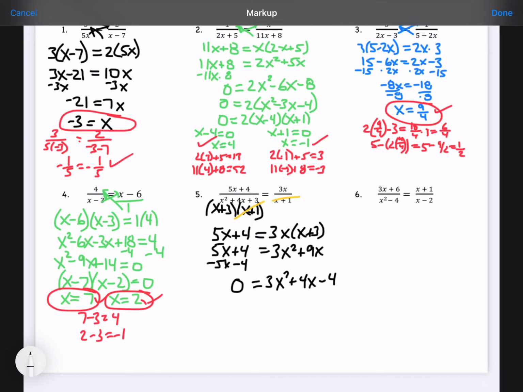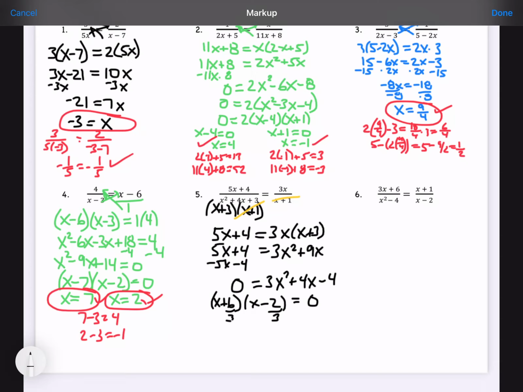And so here, when we use our a times c method, what are we doing? So 3 times negative 4 gives us negative 12. And what two numbers multiply to negative 12 and add up to positive 4? 6 and negative 2. So we would have an x plus 6 and an x minus 2. But what do I need to do to both of those? Set them equal to 0. Well, before that, divide them each by 3, the a value.